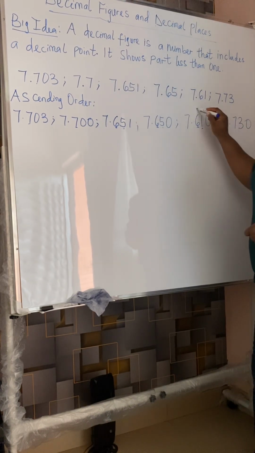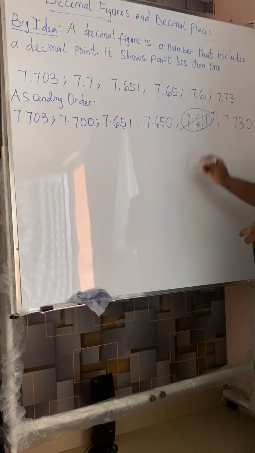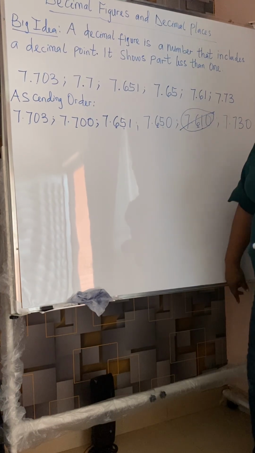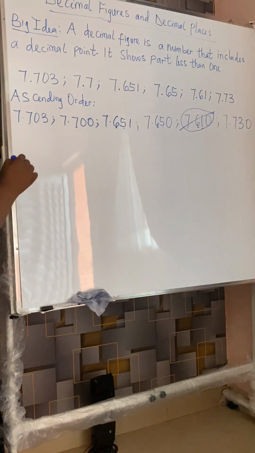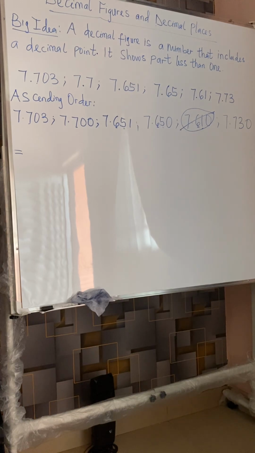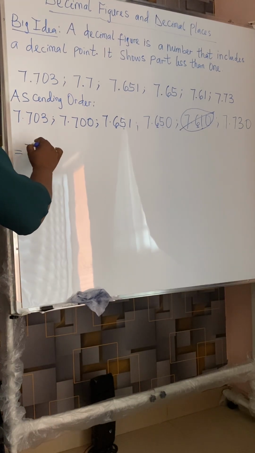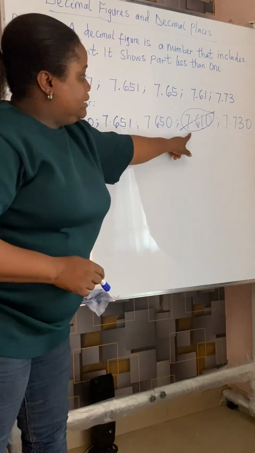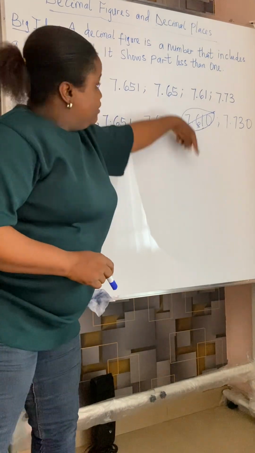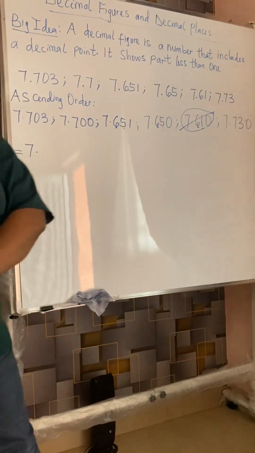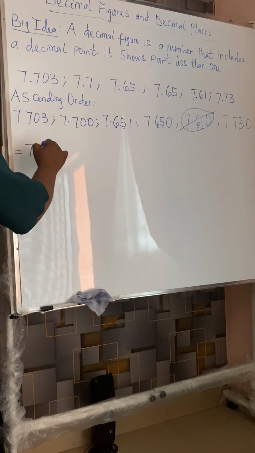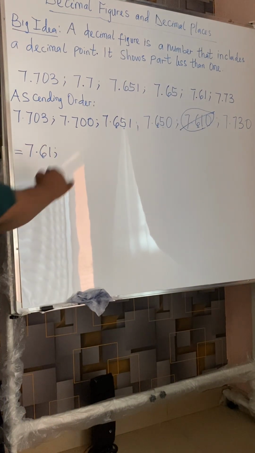We've seen our smallest here. Smallest decimal, smallest number. So that means if I'm going in ascending order, just stay with me. If I'm going in ascending order, it means 7 point. Notice this 7.610. I just added this 0 here. Initially, it's just 7.61. Correct to 2 decimal places. So this is 7.61. That's the smallest number.